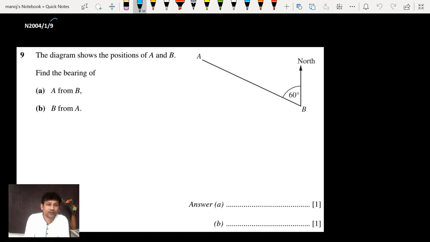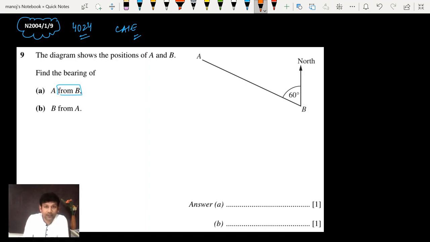Okay, now we have some past paper questions. The first question is from November 2004, paper 1, question number 9, mathematics O Levels 4024, CAIE, Cambridge paper. The diagram shows the positions of A and B. Find the bearing of A from B. Okay, what did I tell you? From B, B should have north. Do we have north here?